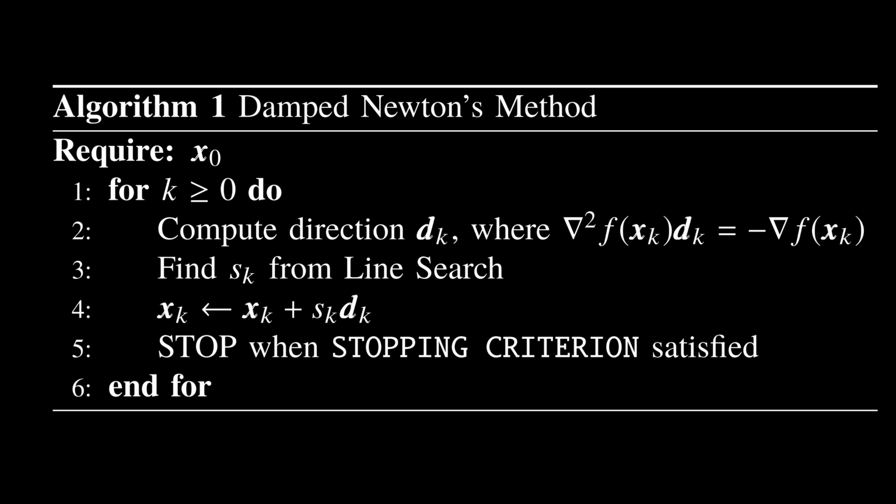And we stop according to a stopping criterion, like maximum number of iterations, proximity of xk plus 1 relative to xk, or how small the gradient at xk plus 1 gets.